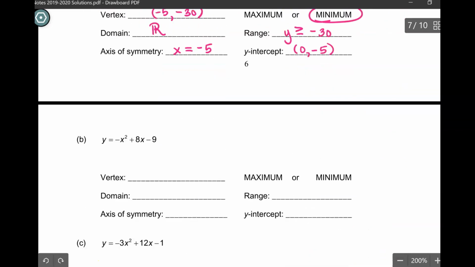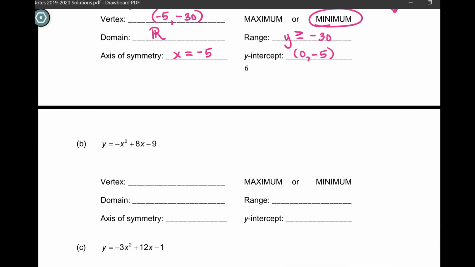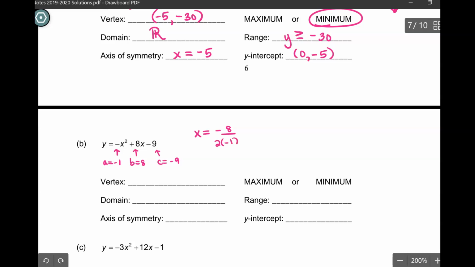Okay, let's try another one. So let's start with the vertex. It's going to be negative b over 2a. So a is negative 1, b is equal to 8, and we'll label c as well. We're here, so negative 9. So x is negative b, so negative 8, over 2a. So that's 2 times negative 1. Negative 8 over negative 2 gives us a positive 4.